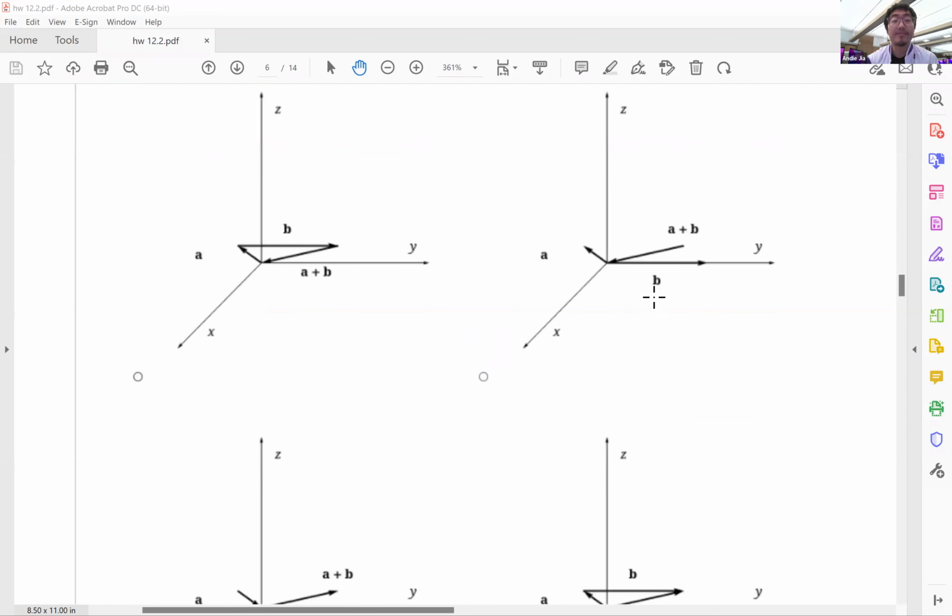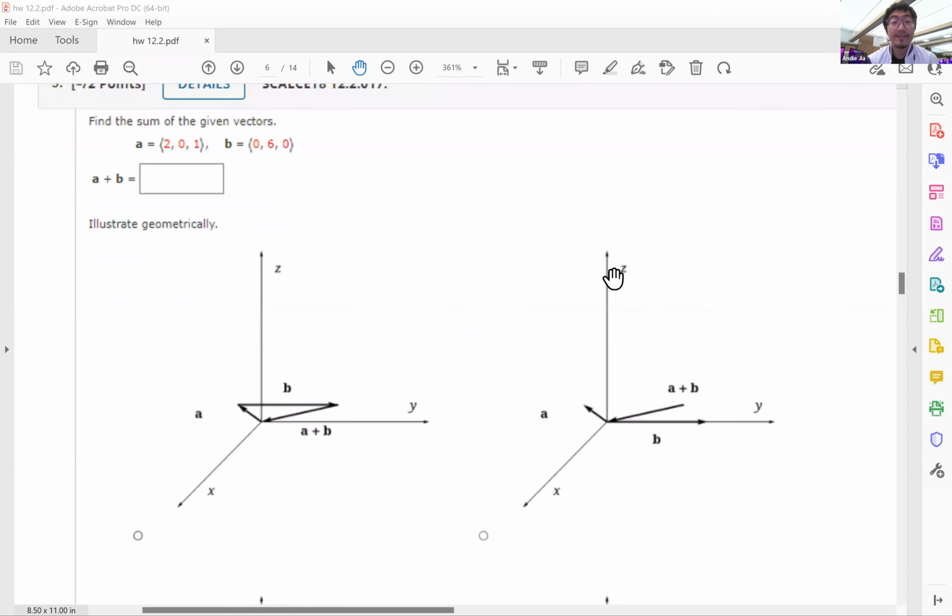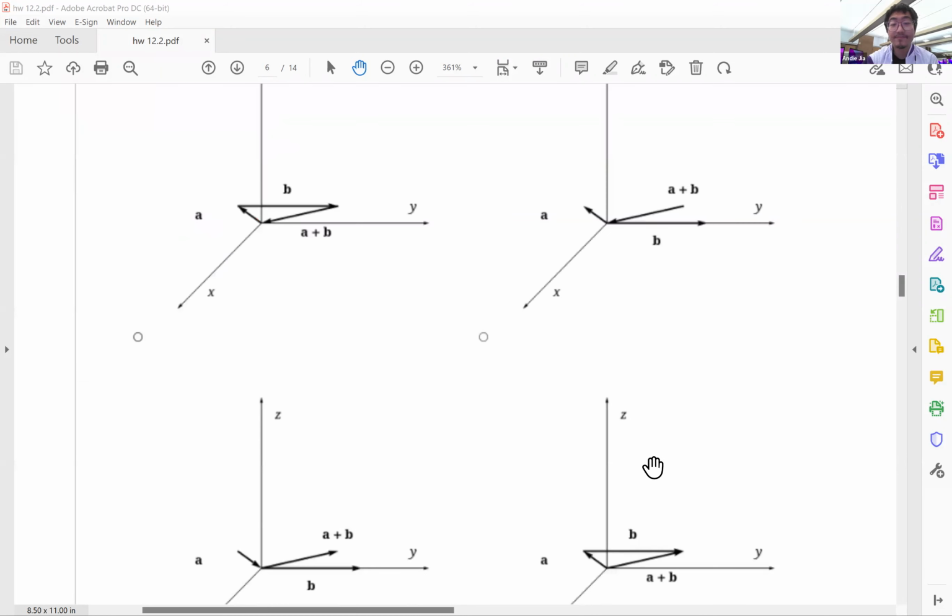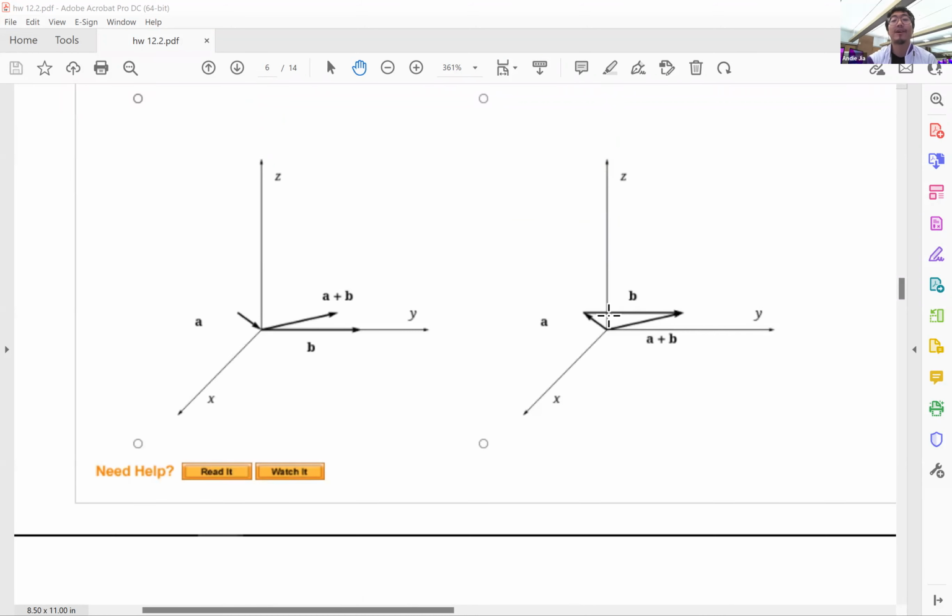And now we're going to start. So A plus B is a new vector. A is also a new vector. They both start at the origin. So A and the A plus B vector start at the origin. So this is our choice. Why?